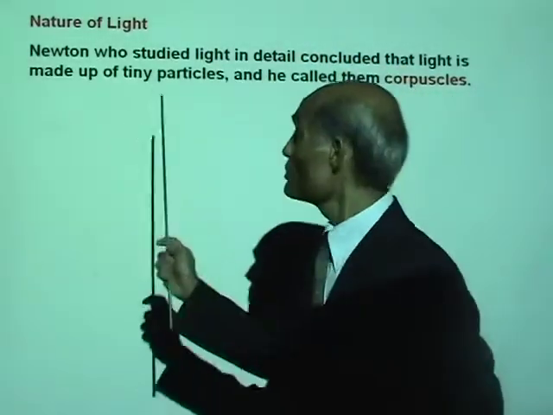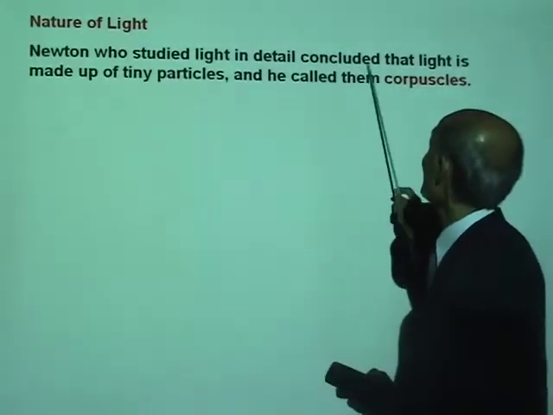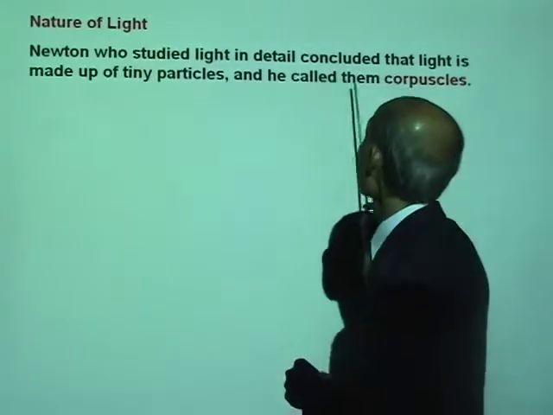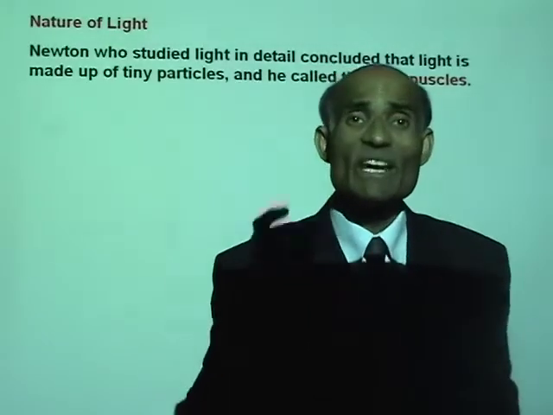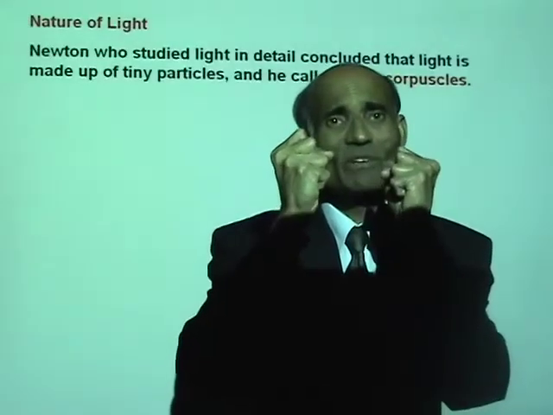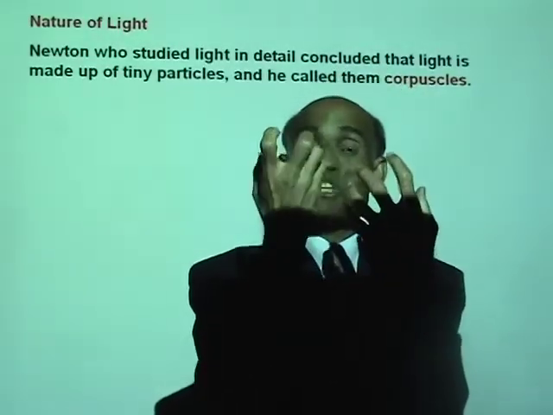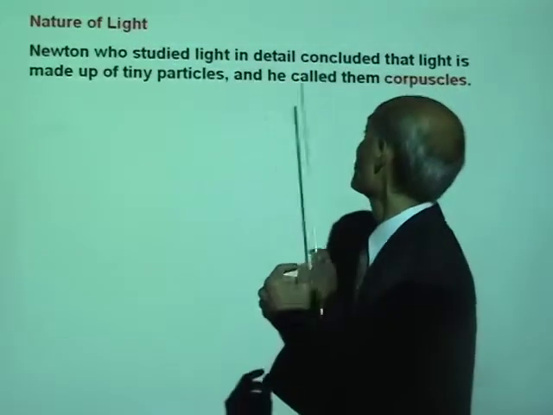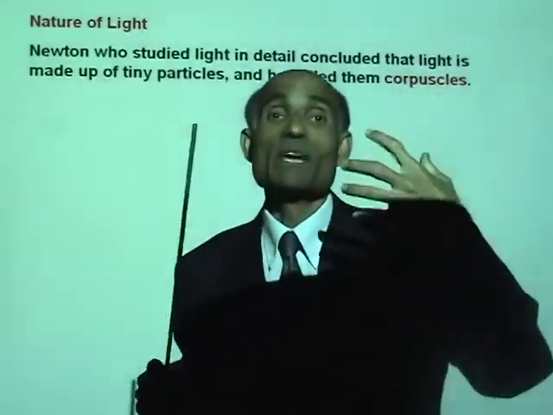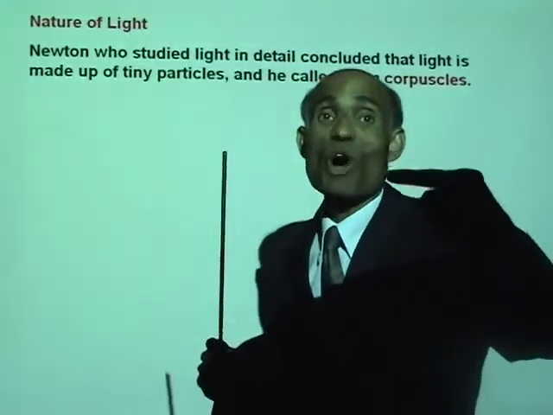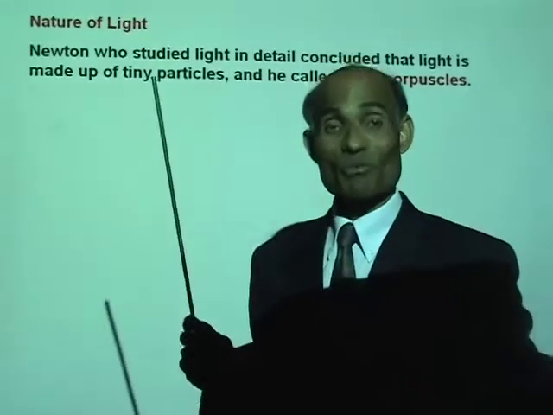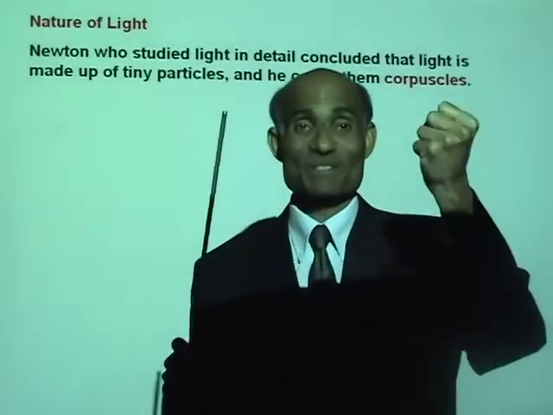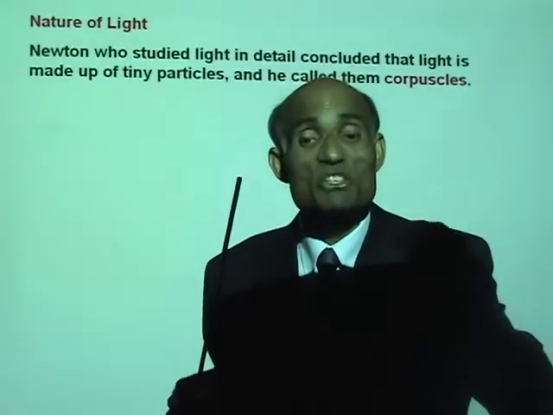Now, but Newton, who studied light in detail, concluded that light is made up of tiny particles, and he called them corpuscles. So according to Newton, light is made up of very tiny particles, and each of that particle carries a definite amount of energy. Each particle is called a photon now, and Newton called it corpuscles. The red color has one kind of corpuscles, blue color has a different type of corpuscles, with a different energy value. Now, at the moment, we know them as photons. And each photon is an energy packet.